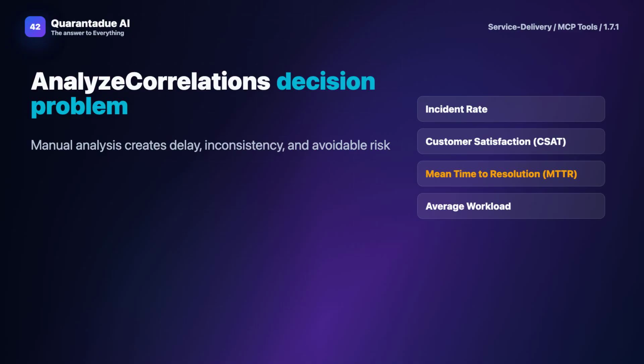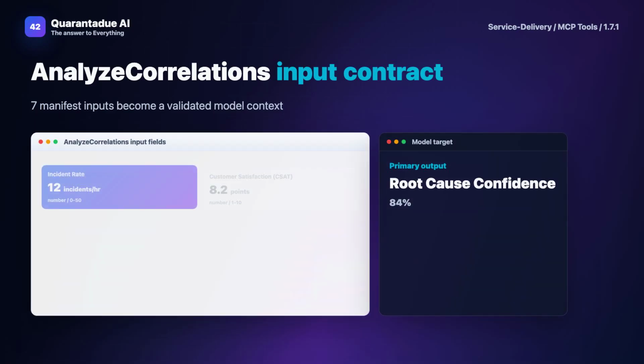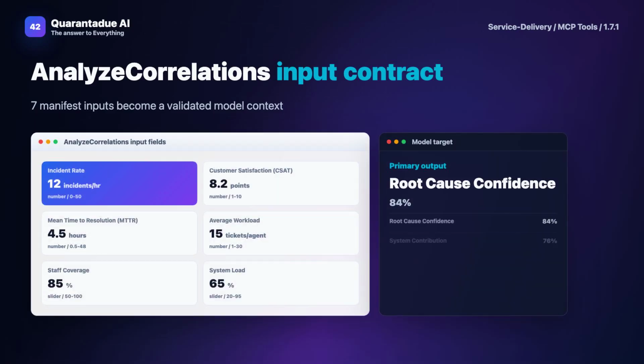Let's dive into the technical method. Correlation analysis in service delivery isn't about simple cause and effect. It's about understanding multivariate relationships. AnalyzeCorrelations employs techniques like cross-correlation for time series data, which detects relationships with time lags. For example, a change in resource allocation might affect customer satisfaction weeks later. We also use partial correlation to control for confounding variables, ensuring that identified relationships are meaningful.